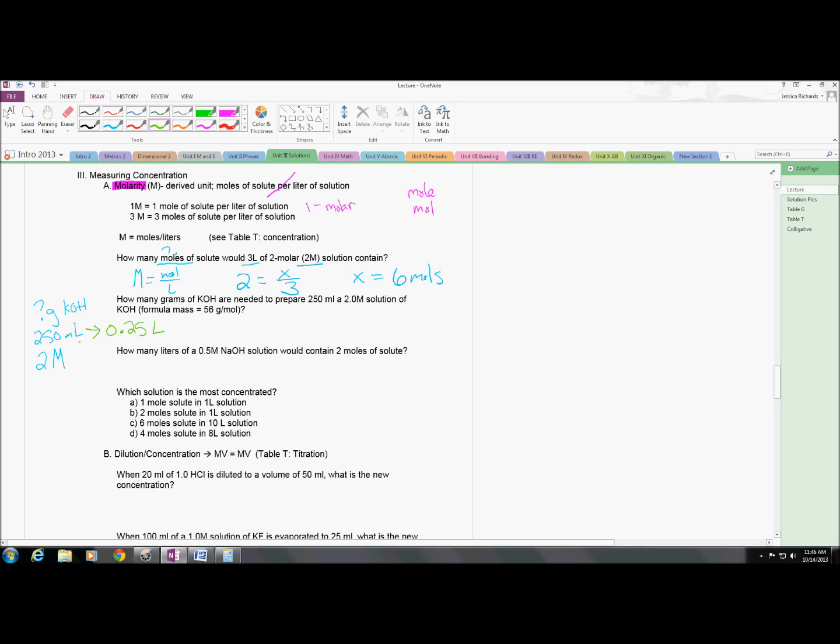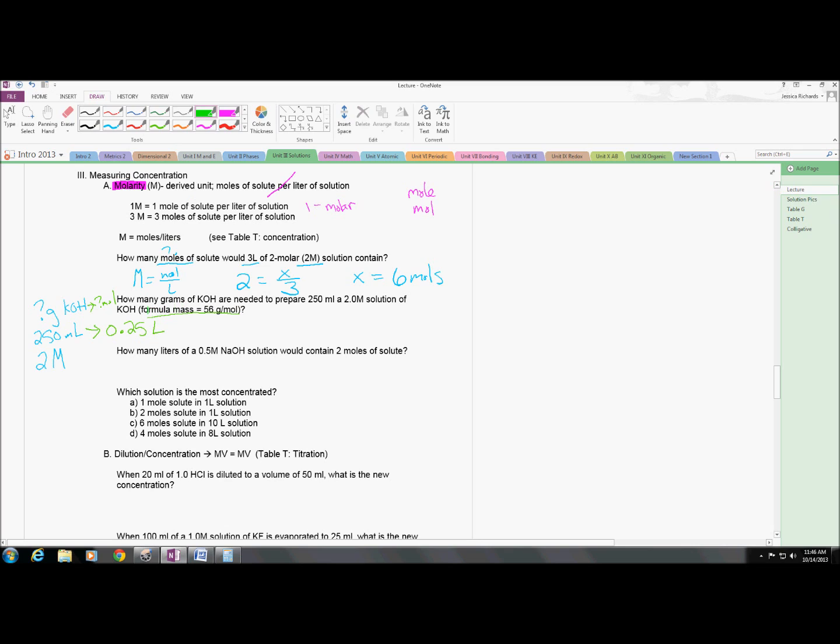Do not forget to change this to liters. It has to be liters down there in the denominator. You can't use any other volume measurement. To convert grams into moles, they gave us this thing, this formula mass.